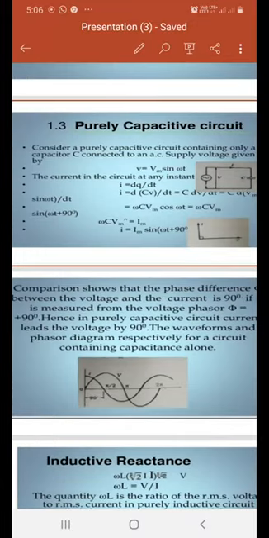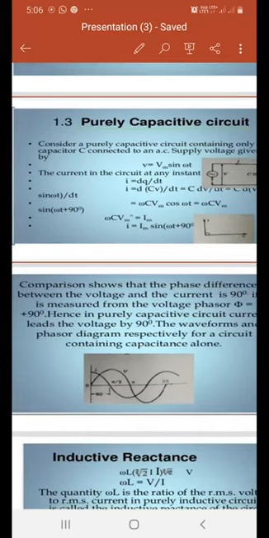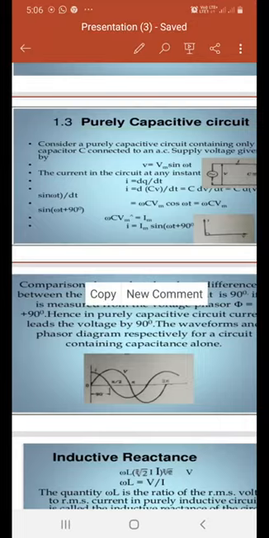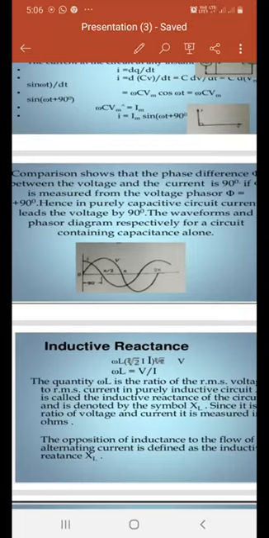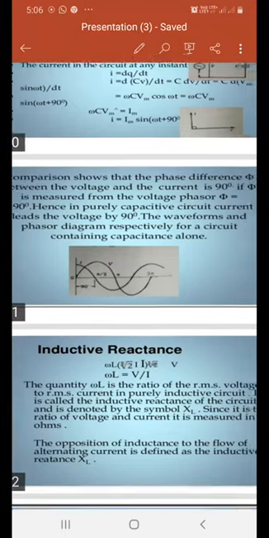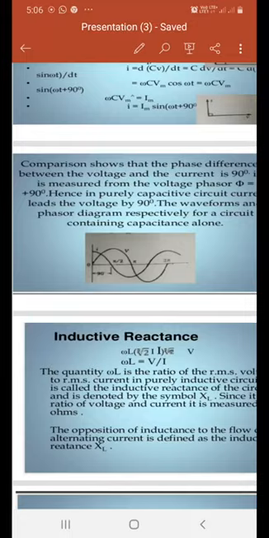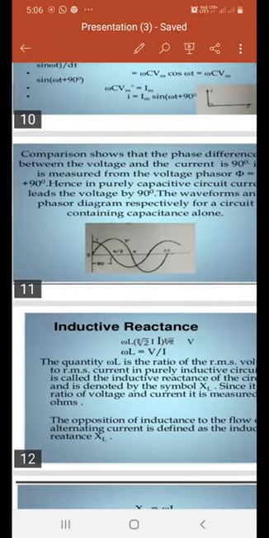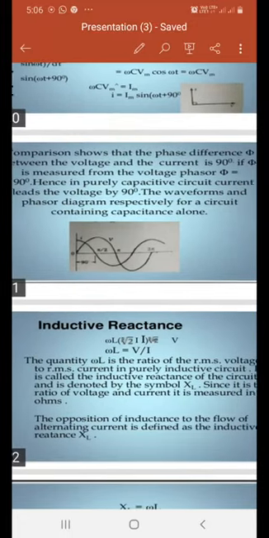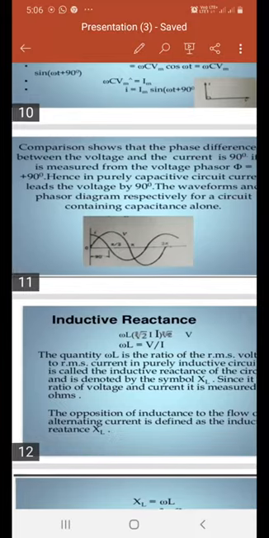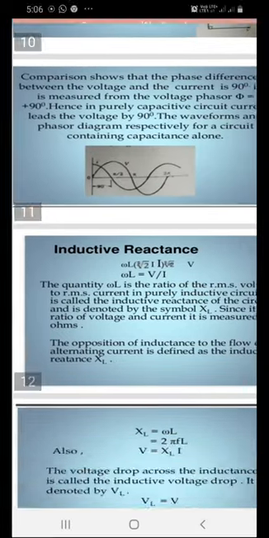Then omega C V into cos omega t is equal to C Vm. C Vm is equal to Im. Then i is equal to Im sin(omega t plus 90). The comparison of phase difference also measures current at 90 degrees: in a purely capacitive circuit, current leads voltage by 90 degrees, as shown in the waveforms and phasor diagram respectively for a circuit containing capacitance alone.